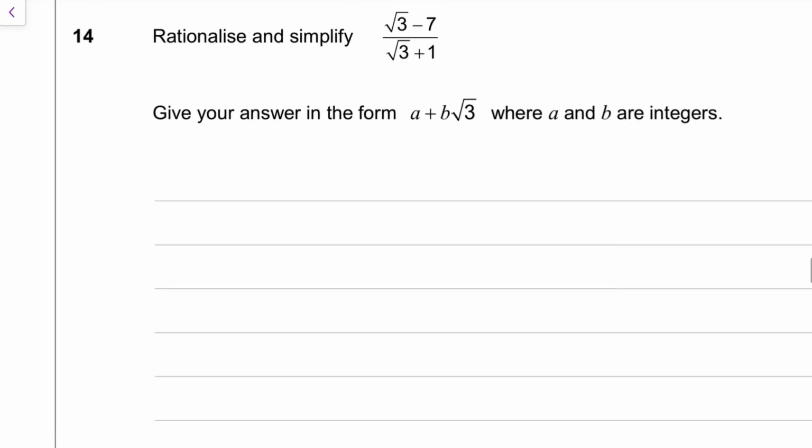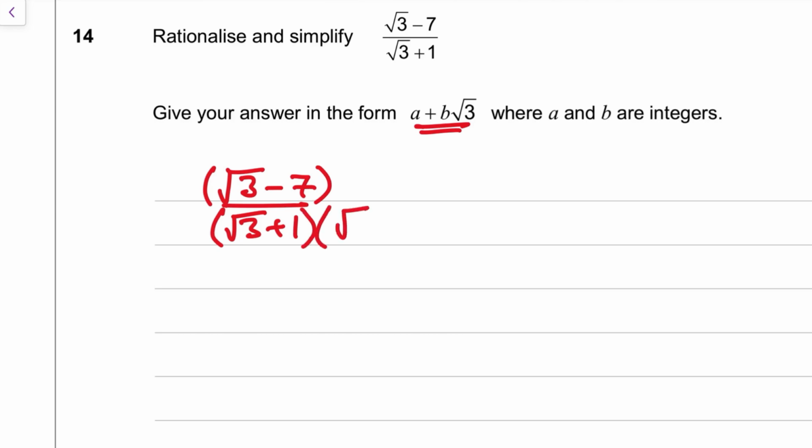Okay, a bit of surds here. It tells me how to leave my answer. I think I'm just going to go for it. So (root 3 minus 7) over (root 3 plus 1). Now multiply top and bottom by the denominator with the sign changed, so root 3 minus 1.